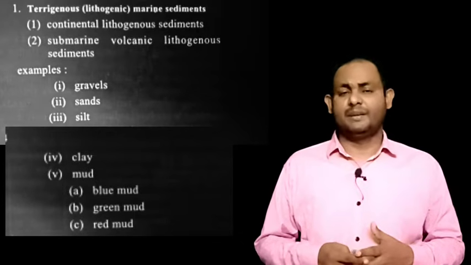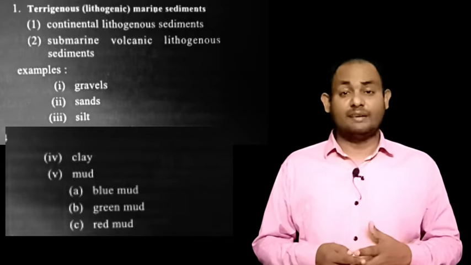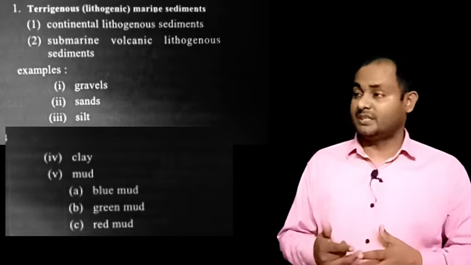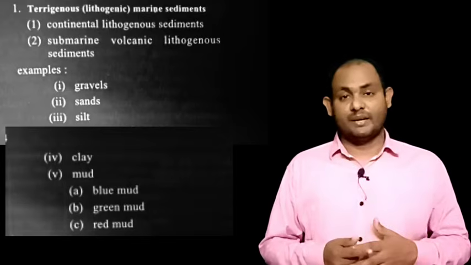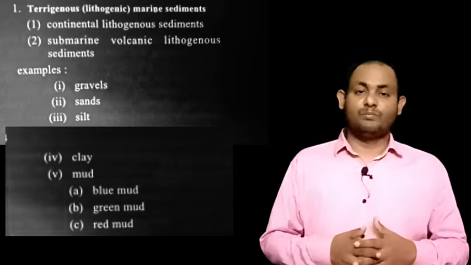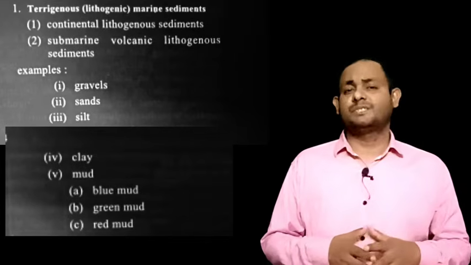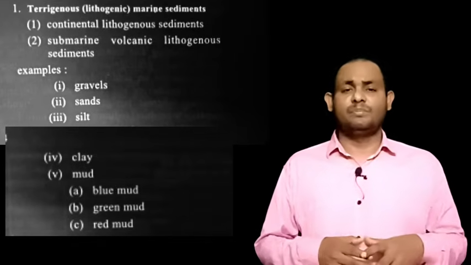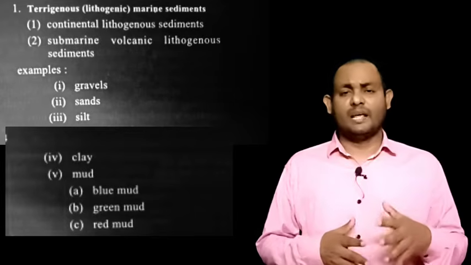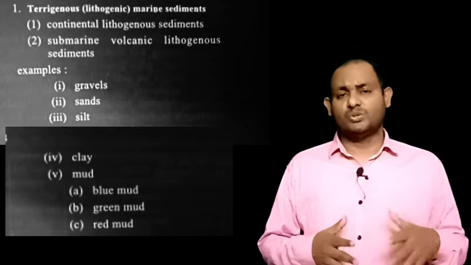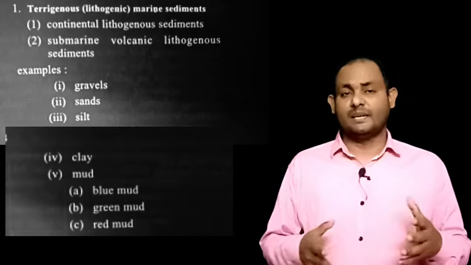And number one, the terrigenous, which means lithogenic marine sediments. They are derived from continental lithogenous and submarine volcanic lithogenous sources, such as, for example, gravels, sand, and silt, basically, and clay and mud also derived. There are blue, green, and red mud.